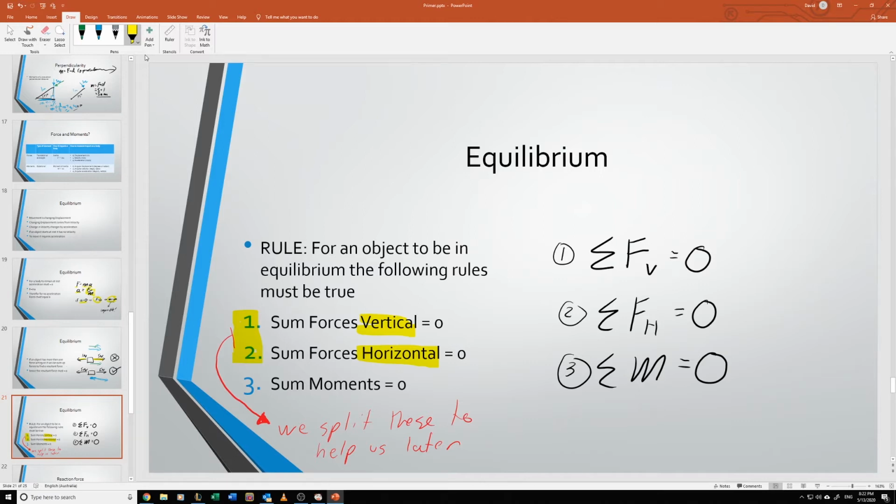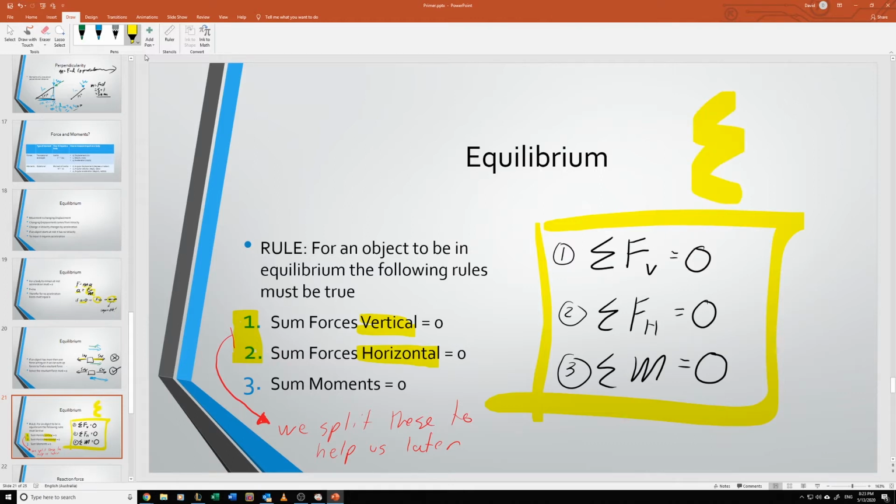But the third one over here is sum of all moments. We're lucky that our moments aren't split up into vertical and horizontal, they're just in one direction. So when you write it in an exam or a question, this is the format that you're going to use. This symbol over here, this weird E, I like to think of it as standing for sum of all. I know it looks like the E in equilibrium, but it means sum of all in math. So sum of all forces vertical equals 0. Sum of all forces horizontal equals 0. And sum of all moments equals 0.